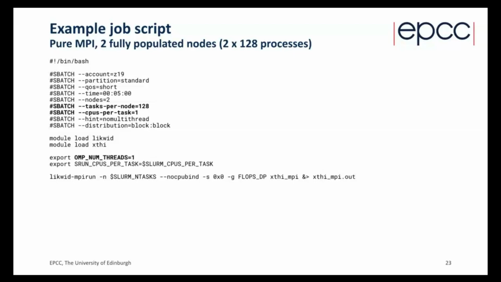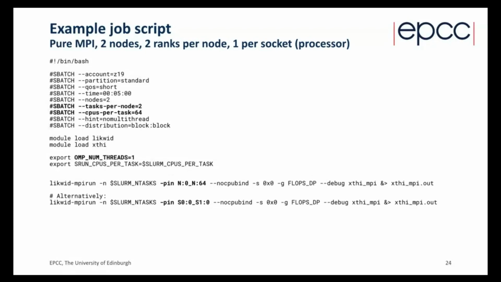We use the shepherd thread skipping option as specified, and the no CPU binding as I already recommended. So this is not really too different from the standard. It looks quite similar to how you would run a pure MPI job with srun, just using likwid-mpirun now with a couple of additional options. So before we look at any output from this, let's just look at a slightly simpler case because it'll be too much output if we look at output from 128 times 2 processes.